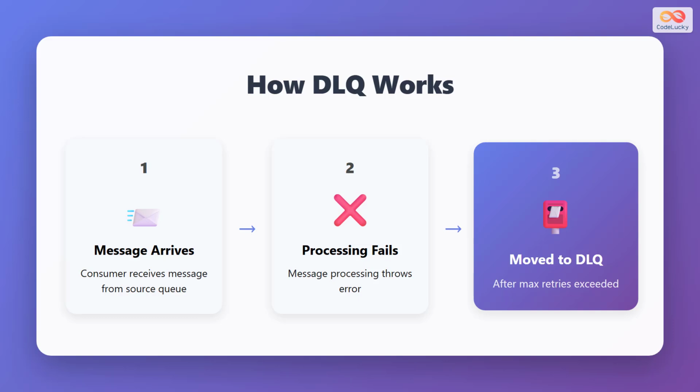Let's understand the flow of how a dead letter queue works. First, a message arrives in your source queue and your consumer application receives it. Second, if processing fails due to an error, such as invalid data or a system issue, the message is returned to the queue. Third, after the maximum number of retry attempts is exceeded, AWS automatically moves the failed message to the configured dead letter queue. This three-step process ensures failed messages are handled systematically without manual intervention.